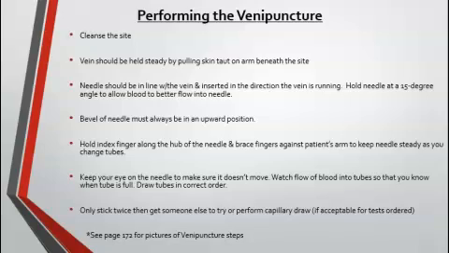Okay, let's go over the steps of performing the venipuncture. Of course, we need to clean the site, and we're going to clean this site usually with alcohol. The vein should be held steady by pulling the skin taut or anchoring the vein beneath the site. The site is where you're actually going to stick the needle in, where you're going to puncture the skin in order to hit the vein. The needle should be inserted in line with the vein. So if the vein is running at a diagonal direction, your needle should be inserted in a diagonal direction to be running along with the vein.